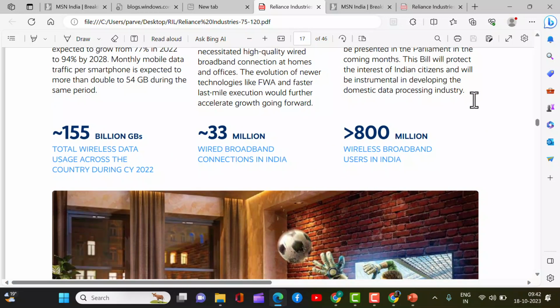So we have 33 million, maybe 3 crore 30 lakhs wireline broadband at home, connected to your fixed line. This is through your mobile. 80 crore people have wireless broadband.